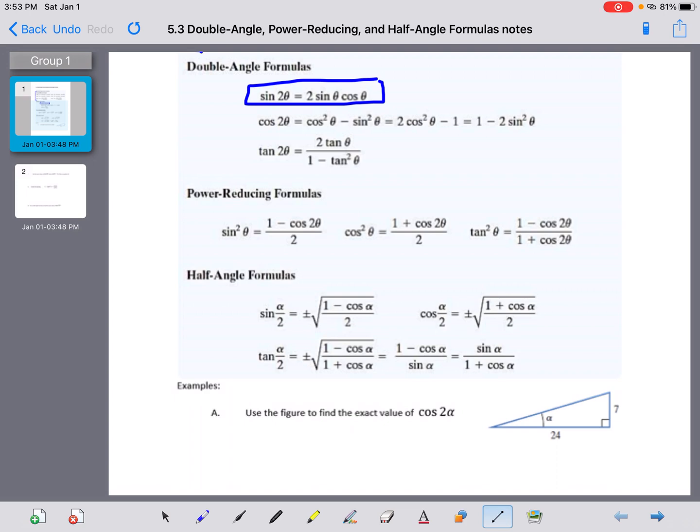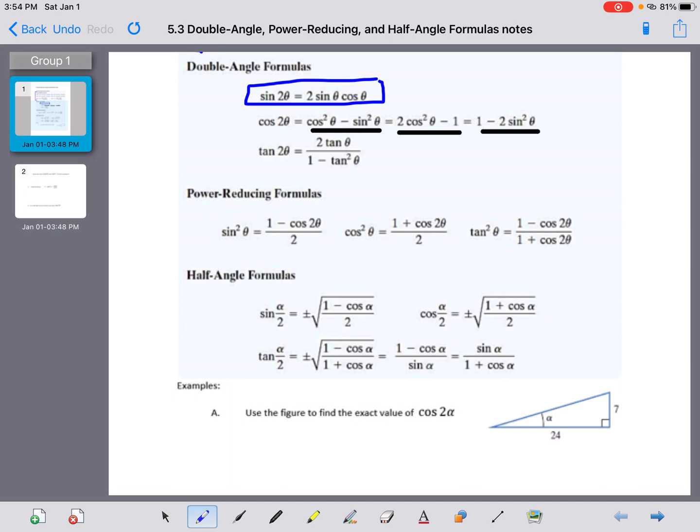On the cosine of the double angle, you have 3 to choose from. You can use cosine squared theta minus sine squared theta, or 2 cosine squared theta minus 1, or 1 minus 2 sine squared theta. Really what you want to do when you choose is ask: do I want cosine and sine? Do I only want to work in cosine? Do I only want to work in sine? That's one way to choose which one you prefer. And then you have your tangent of a double angle as well.